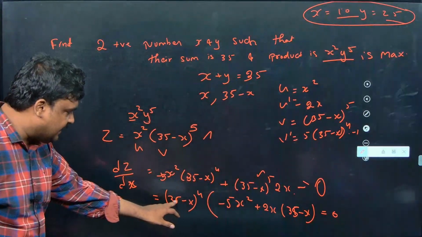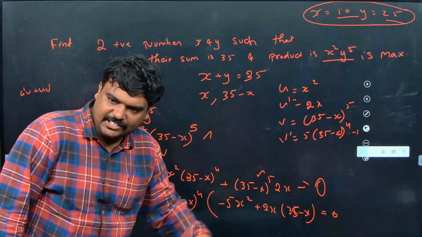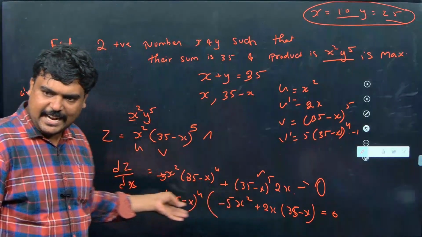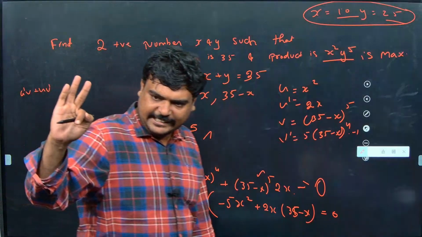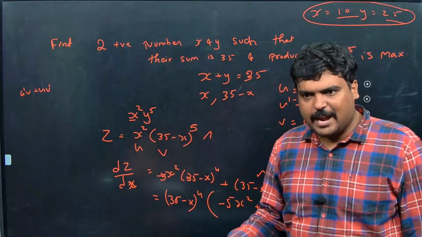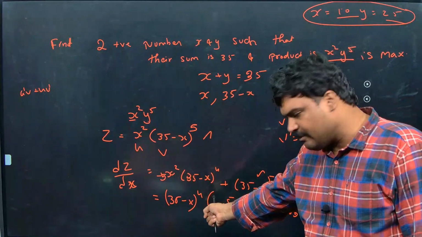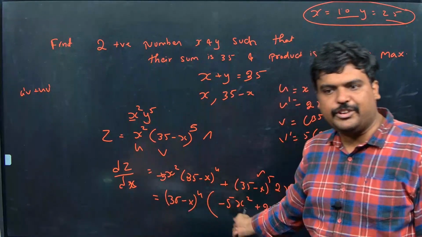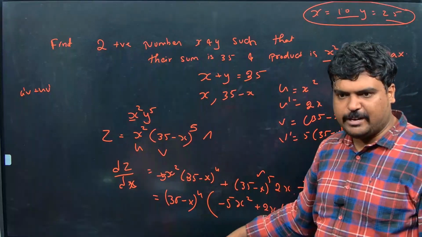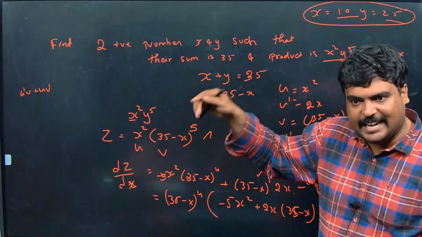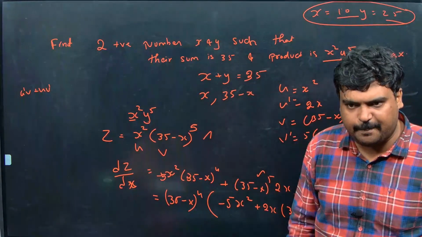ஸோ நவ் இது செப்பரேட்டாக 0, இது செப்பரேட்டாக 0, இது ஒரு குவாட்ராட்டிக் ஈக்குவேஷன். I'll get 2 points here, I'll get 1 point here. So totally I'll get 3 points. Now these 3 points I want to check which is maximum and which is minimum. To do that I'll differentiate once again. இன்னொரு முறை differentiate பண்ணுவேன். Whatever points I got I'll substitute there and I'll get which is negative and which is positive.